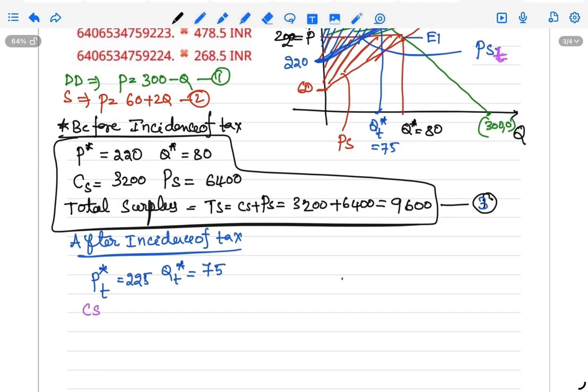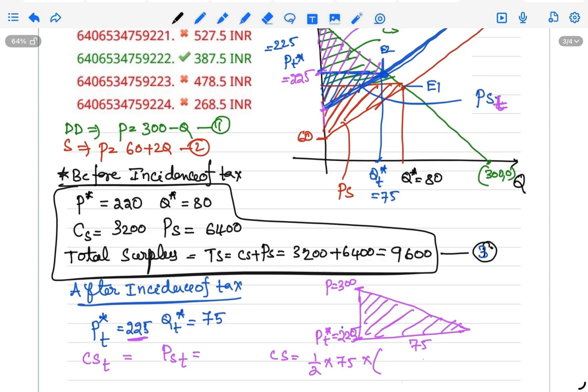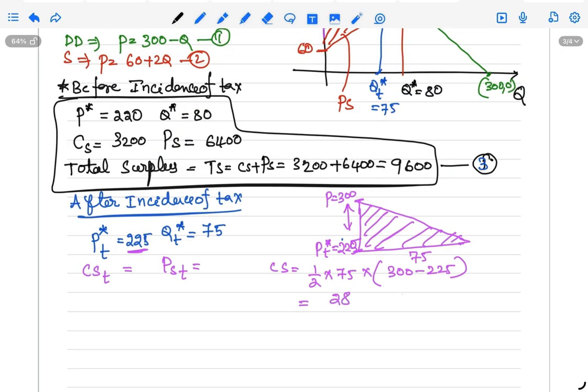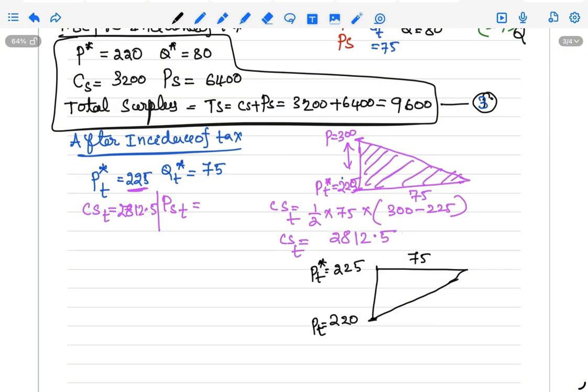So CS, consumer surplus with tax, and producer surplus with tax. For consumer surplus we want this length, 300 minus 225. Half times 75 times that gives 2812.5. This is the consumer surplus with tax, its value is 2812.5.